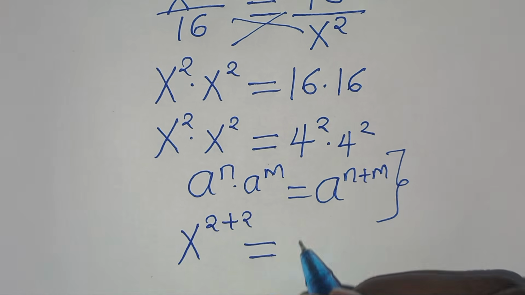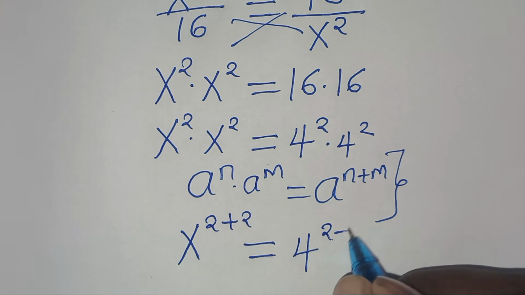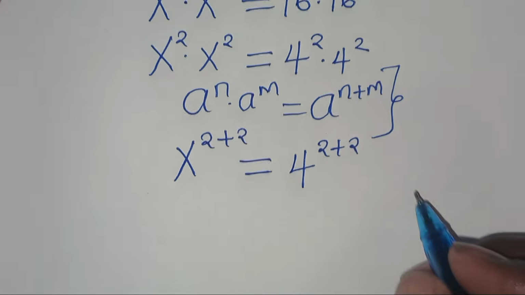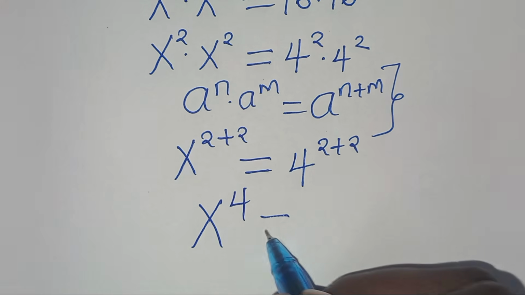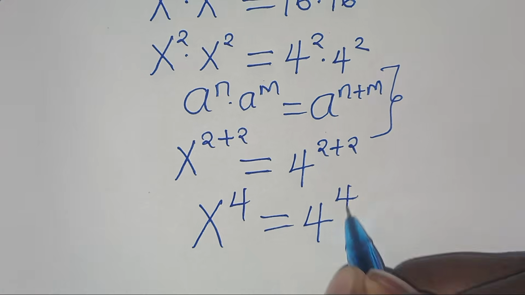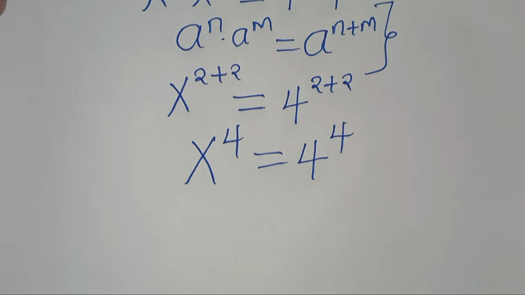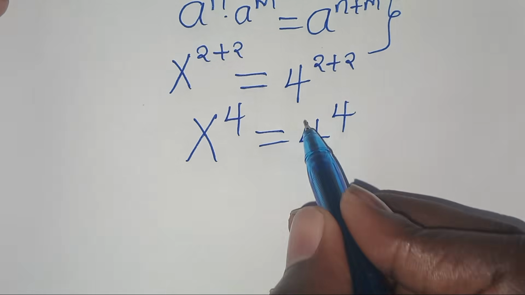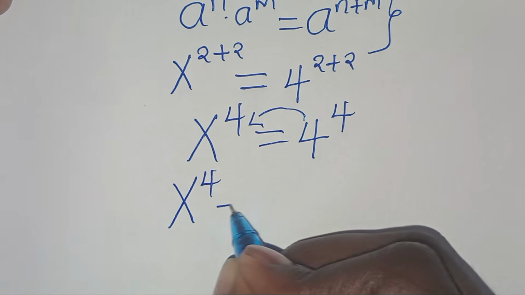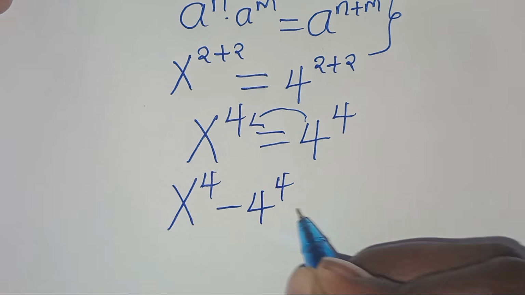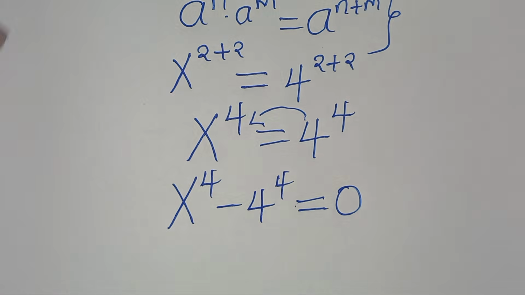This is equal to 4 raised to the power of 2 plus 2. So we have x to the power of 4, which is equal to 4 to the power of 4. The next step is to take 4 to the power of 4 to the left hand side, so that we have x to the power of 4 subtract 4 to the power of 4, and this is equal to 0.